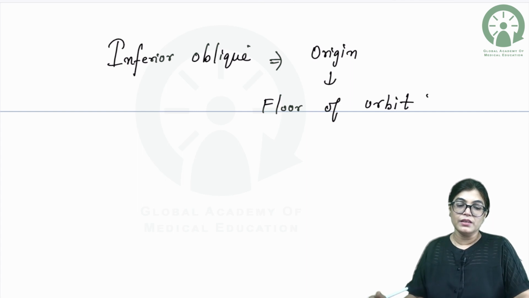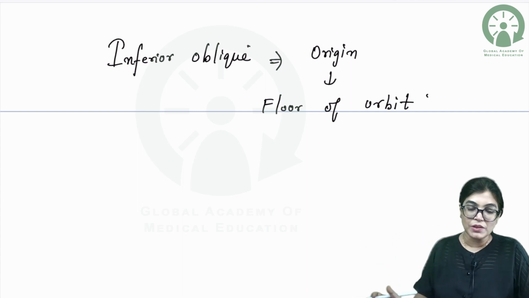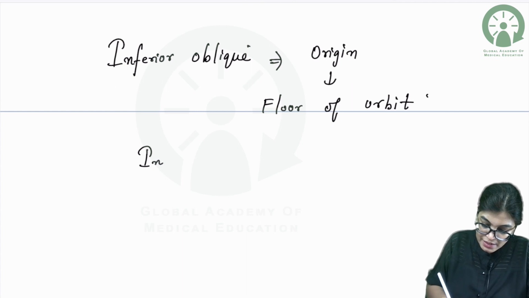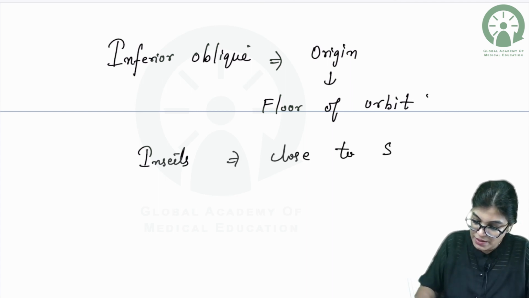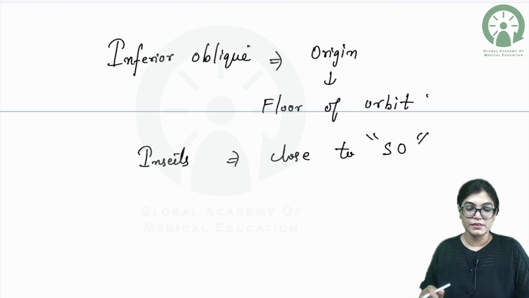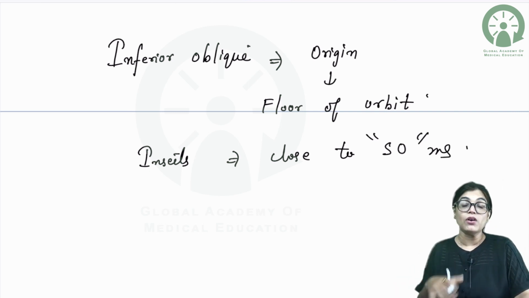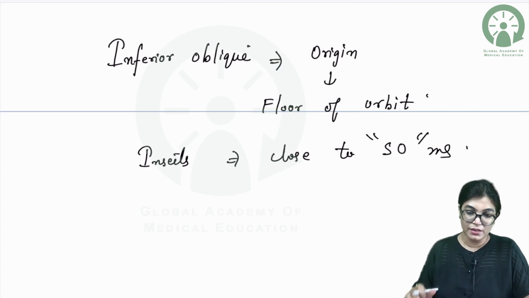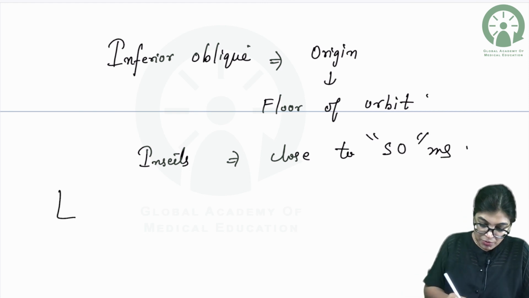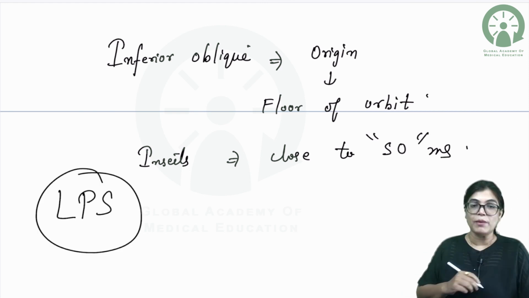Okay, from the anteromedial angulation of the floor of the orbit, and it inserts close to the superior oblique muscle. That means it will also insert posterior to the equator and close to the posterior superior quadrant of the eyeball. One more muscle is there, that is called levator palpebrae superioris.